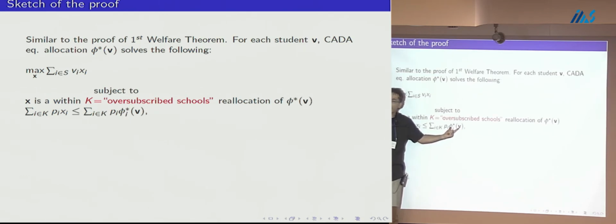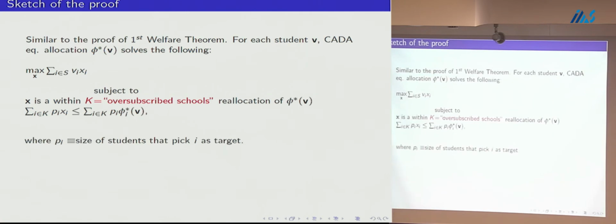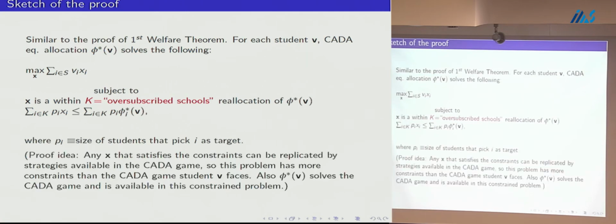I'm going to sell them in the market, and I'm going to buy new shares, and I'm going to do it only over oversubscribed schools. And we can show that this is a more constrained problem than the Kada game.